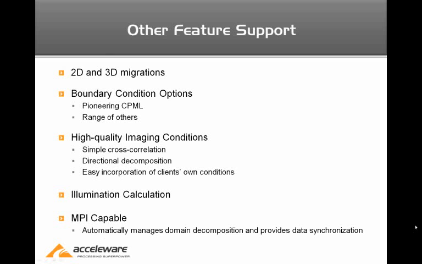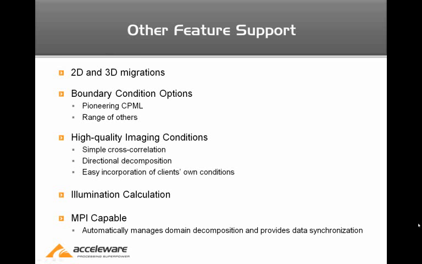So now let's briefly look at some of the other specific features supported in AXRTM. Well, it supports both 2D and 3D migration. Absorbing boundary conditions to terminate the model are very important for avoiding unwanted artifacts in images. And AXRTM includes a range of different absorbing boundary conditions, including state-of-the-art CPML boundaries, which Acceleware has pioneered. And various high-quality imaging conditions are supported, including simple cross-correlation and a directional decomposition imaging condition for reducing self-correlation noise. And of course, client's own imaging conditions can easily be incorporated.